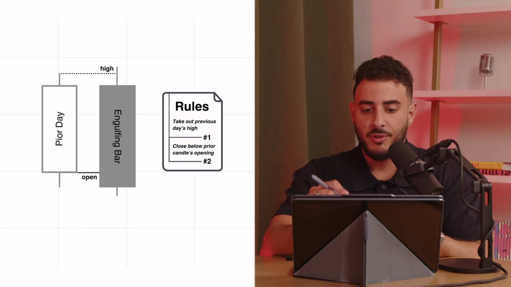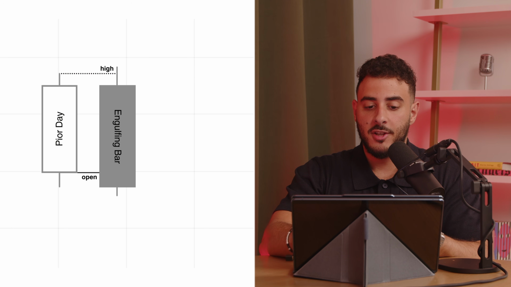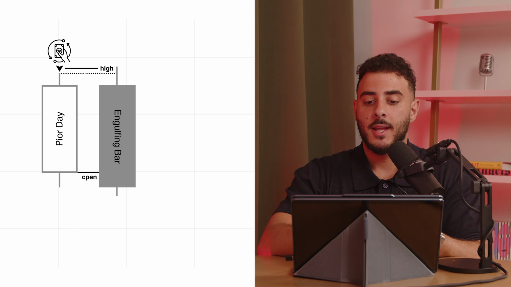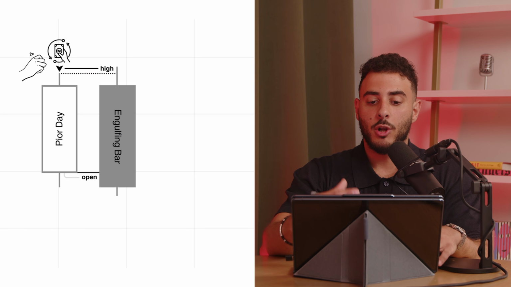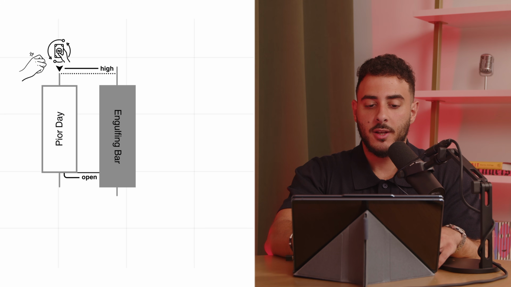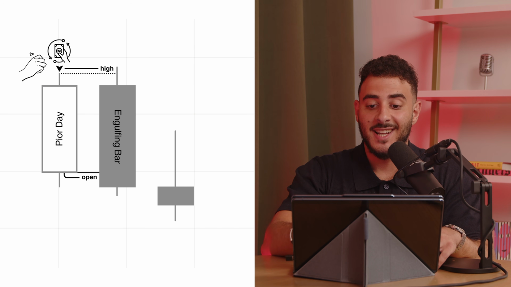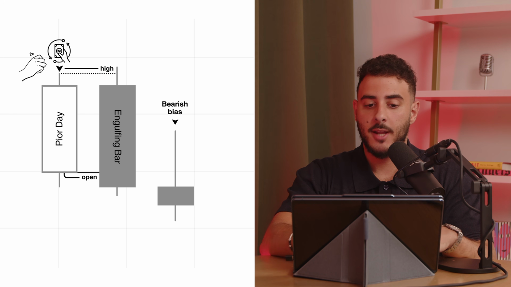But why these two specific rules? Because when we take out the prior candle's high, we're taking out the liquidity above it, knocking out whoever's stop was placed there in the process. And then when we close below the prior candle's opening, we gain momentum that follows through on the next candle, identifying the bias for it. This works both ways, bearish and bullish. Now, with that out of the way, let's go over the two types of conditions you'll be using the golden hour in.